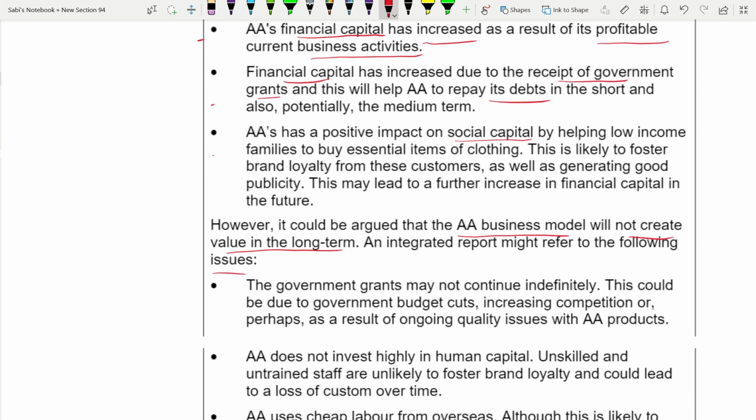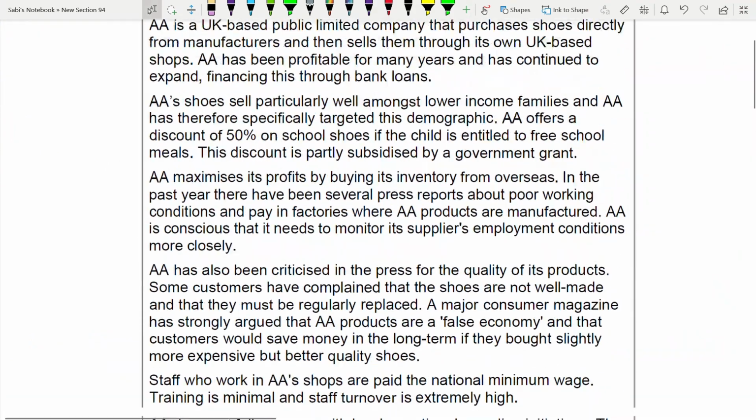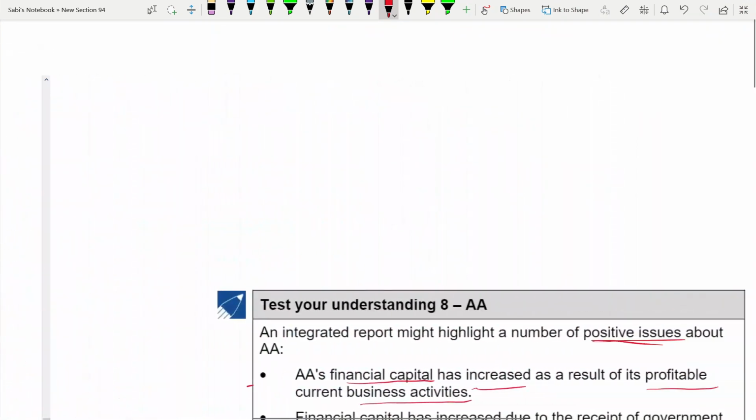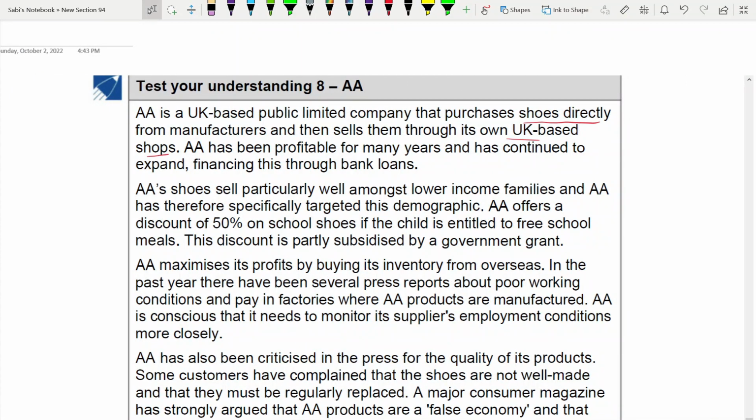Social capital means you're talking about the population, basically low income, middle income, high income people. So they are helping the low income families to buy essential items of clothing. Basically this business is into clothing. If you want to understand what business it is, a public limited company purchases shoes directly from manufacturers and then sells them through UK based shops. So basically they're selling shoes, in the shoe sector. And from the case study, even though I have not read it fully, you can see that it has been profitable for many years. They are selling well among lower income people, and the discount is because of government grants. So through this you can understand.